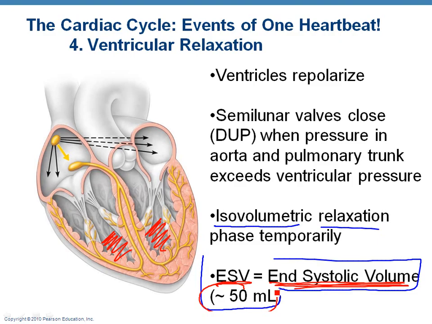Remember, we had our end diastolic volume, about 120 to 125 mils in an average adult, which is the volume of blood at a maximum after the atria contract and squeeze the rest of that blood down into the ventricles.